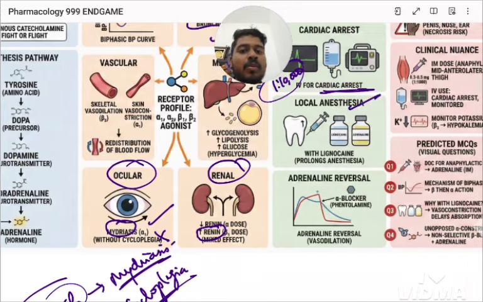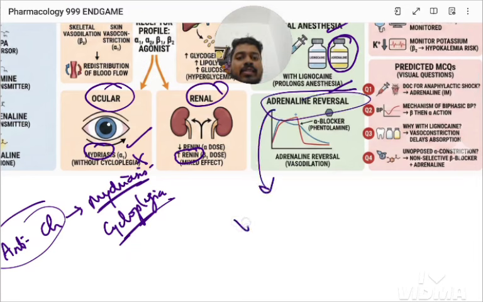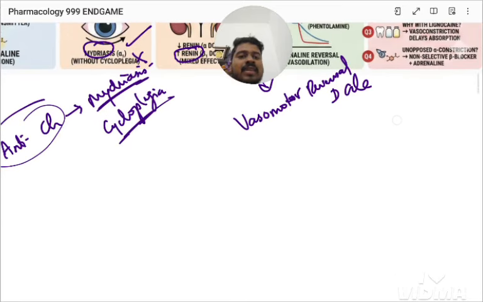And then for local anesthesia, whenever we give local anesthesia, we give ADR, because ADR will cause vasoconstriction and it will allow the drug, that is lignocaine, to stay in that area for a longer time, so it will prolong local anesthesia. And there is something very, very important known as adrenaline reversal. This is also known as vasomotor reversal of Dale. Now what is the meaning of this, and why is it so important? Why is it repeatedly asked? See, I told you that whenever there is alpha and beta action, what does alpha do?